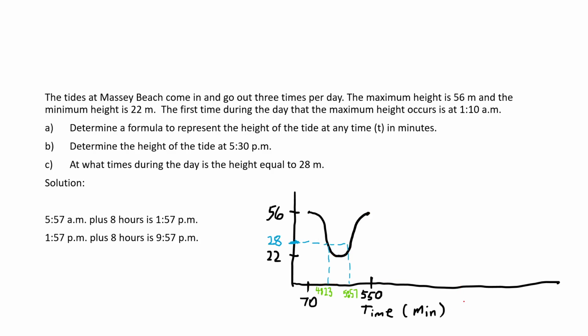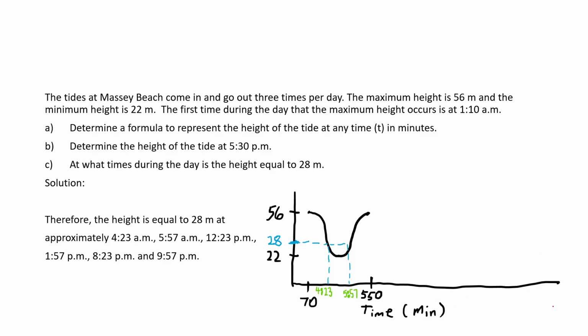Okay, but also we want to know about the other times. We know this time is 5:57. We want to know 8 hours later what that time is, and we also want to know 8 hours later what that time is. Well, 8 hours after 5:57 a.m. is 1:57 p.m., and 8 hours after 1:57 p.m. is 9:57 p.m. Okay? So we're able to say exactly when our 6 times are.